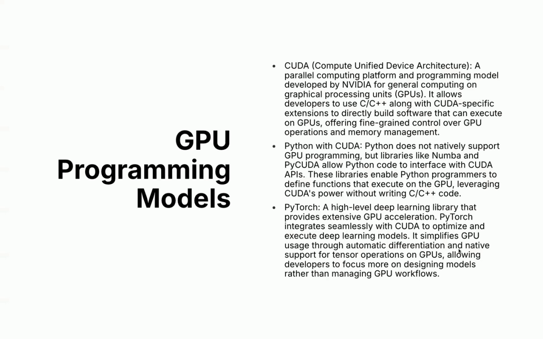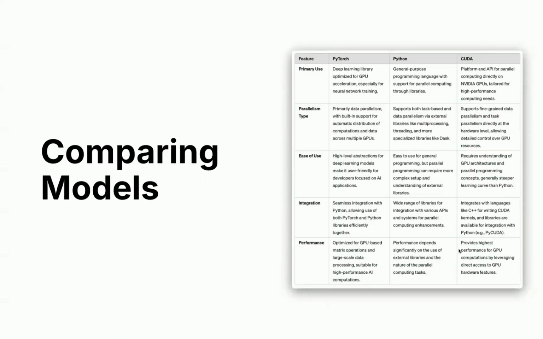You can utilize CUDA within Python. It is possible to utilize PyCUDA to interface with CUDA APIs. This makes it simpler to work with CUDA, but you can do everything that you can do in PyCUDA within PyTorch. PyTorch is easier to use. It's a high-level deep learning library that provides extensive GPU acceleration. You can actually do anything matrix related that you would be doing in PyCUDA within PyTorch. So you can think of PyTorch as deep learning centric, but you can also do matrix operations within PyTorch as well. So just to compare models, PyTorch is a deep learning library optimized for GPU acceleration. It's especially useful for neural network training. Python is just the general purpose programming language which you would use to actually write your PyTorch code.